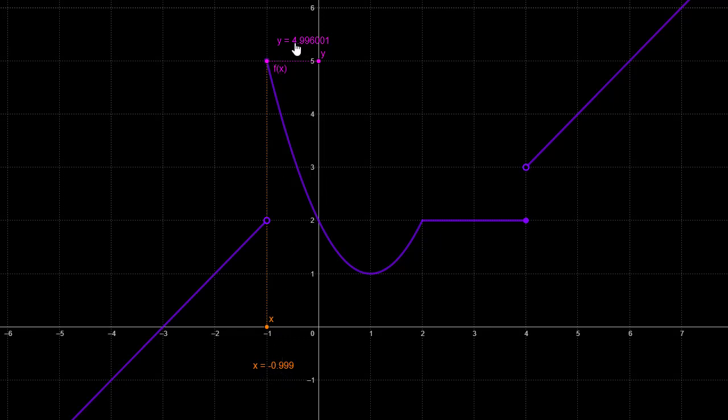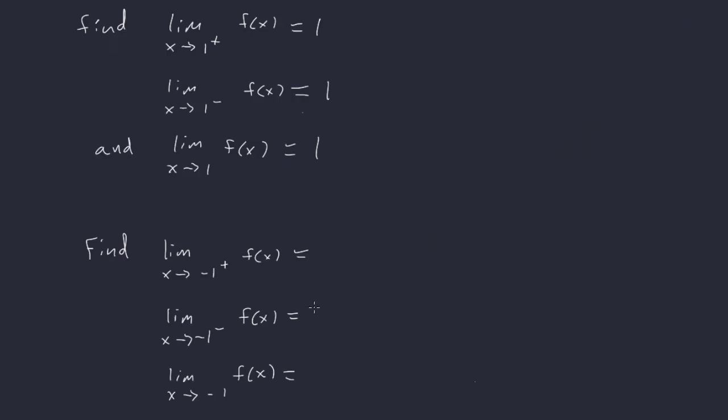All right, if I pause it right here at the very end, we see that when x is -0.999, y is 4.996. Okay, and when we take the final step over, at -1, we actually get a 5 because we have a closed dot there. So the function itself, f of -1, is actually 5. All right, so the limit from the right of -1 is 5.